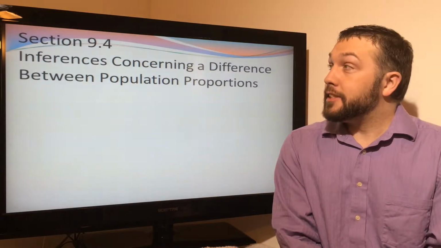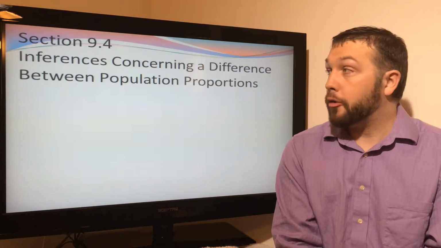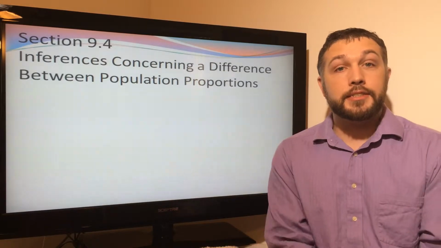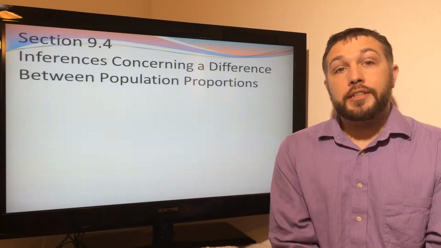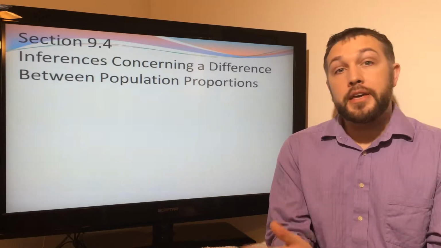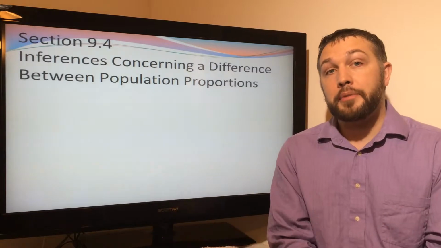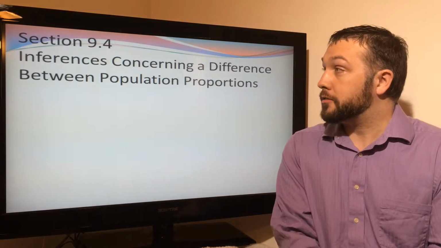Okay, so let's continue talking about Chapter 9. Now we're going to move on to Section 9.4. And just like we did with Chapter 8, remember we did hypothesis testing for the population mean, mu, and then we moved on to a proportion, and that's P, where P is the probability of drawing a success from a population of data that either has successes or failures in it of some kind.